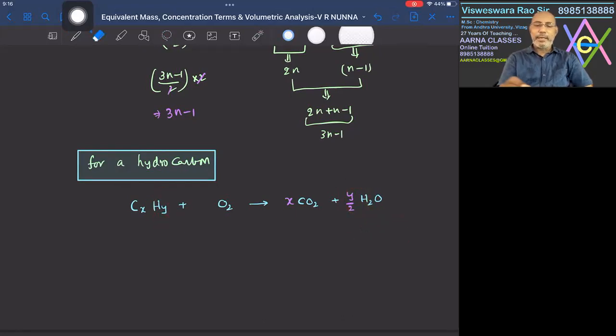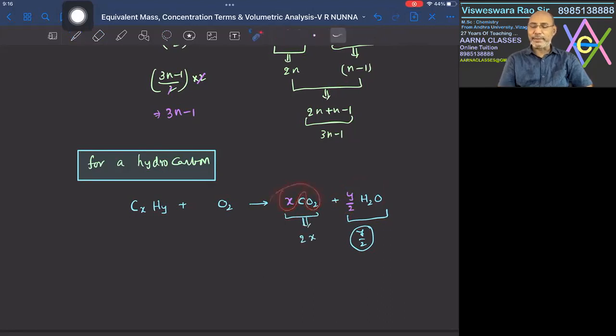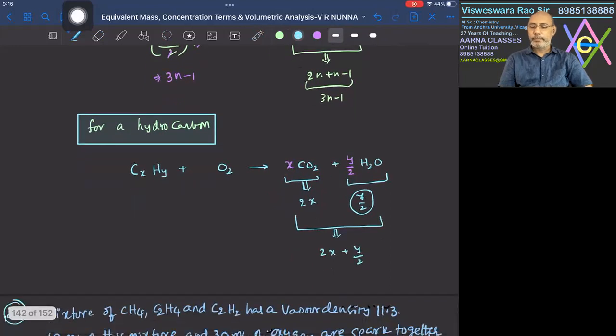The only thing left is to balance the oxygens now. How many oxygen atoms are there on this side? y by 2 oxygen atoms are there. And on this side 2x oxygen atoms are there, which means x into 2. So the total number of oxygen atoms is 2x plus y by 2. That is the total number of oxygen atoms.